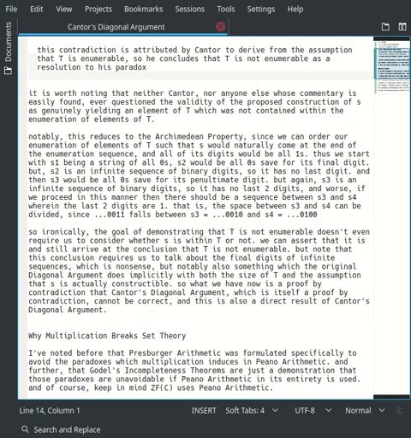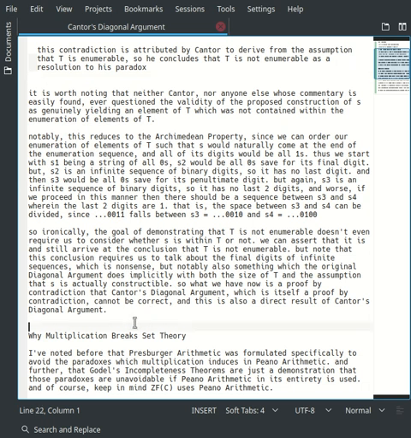And worse, if we proceed in this manner, there would be a sequence between S3 and S4, wherein the last two digits are 1. That is, the space between S3 and S4 can be divided, since an infinite string of zeros that ends in 0011 falls between S3, which is an infinite string of zeros that ends in 0010, and S4, which is an infinite string of zeros which ends in 0100.